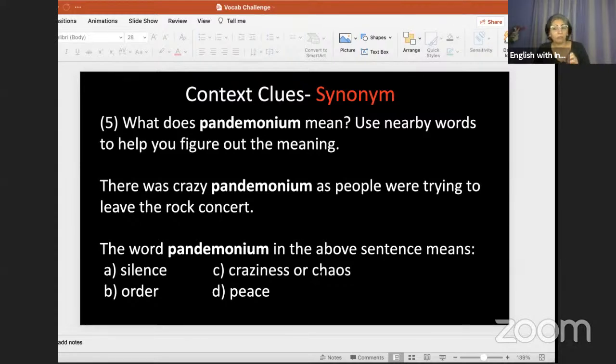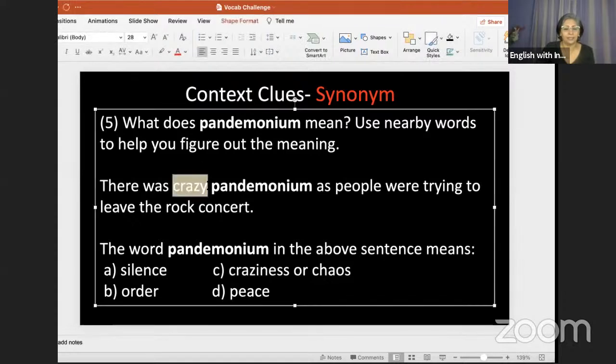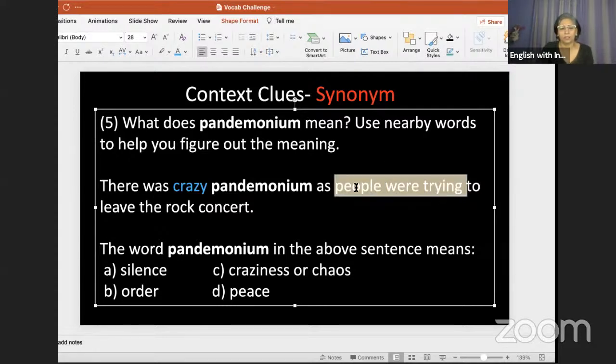Now, think about this word. You don't know the meaning of this word, but look at the other words. What is happening here? Crazy. Okay, something crazy is going on. And then people were trying to leave. That means it's not easy for them. They are trying to get out of there.